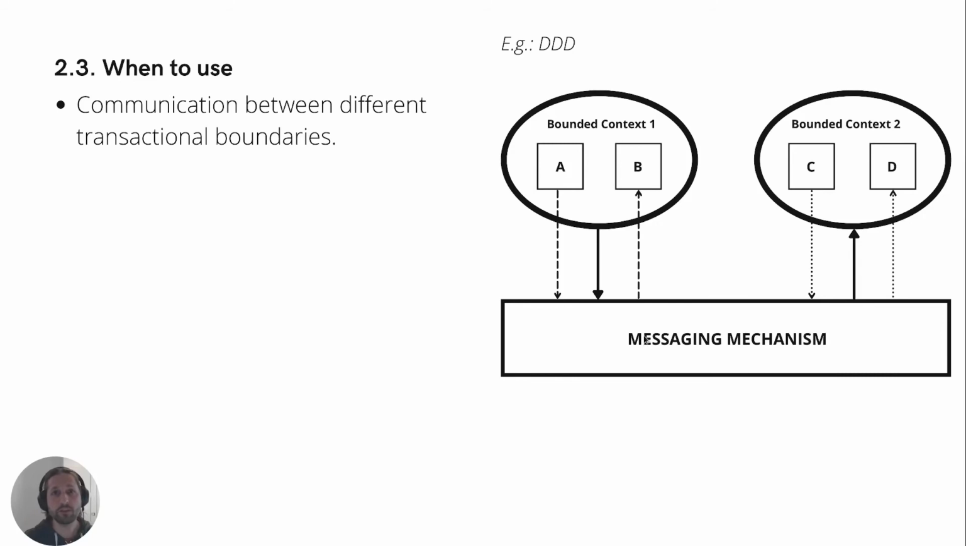A message mechanism, like an event bus, is one of the options to perform the so-called context mapping. That's to say, communication between different bounded contexts. Often, it's reused to communicate different aggregates within an individual context. Both situations have in common that they run in different transactional boundaries. In the most common implementation, that means running in different database transactions.